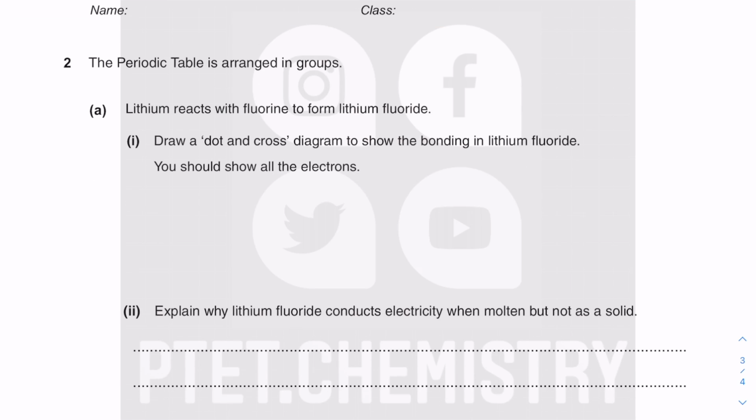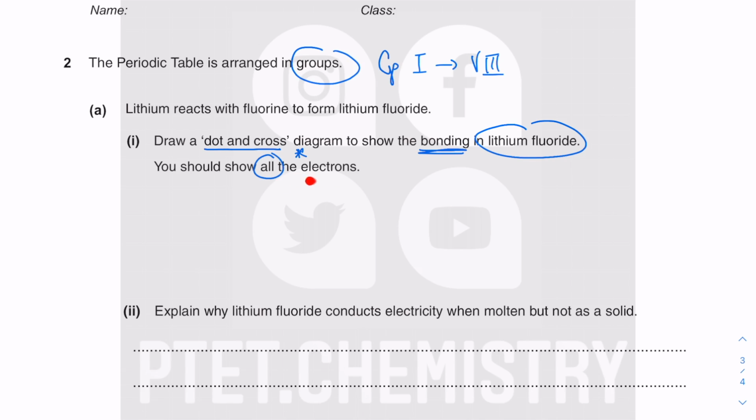Next question. The periodic table is arranged in groups, so I hope you know they are group 1 all the way to group 8, in Roman numerals. Draw a dot and cross to show the bonding in lithium fluoride. Show all the electrons. Sometimes the question doesn't say show outer shell electrons. That is when you must show all electrons. If a question says show all electrons, then you show all the electrons. When the question doesn't say that and it specifies valence electrons or valence shell, then you only draw the valence shell.